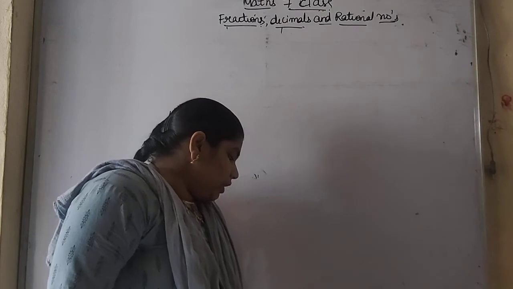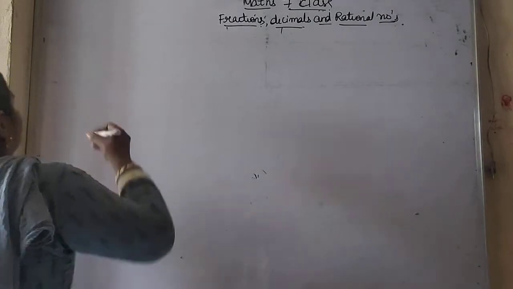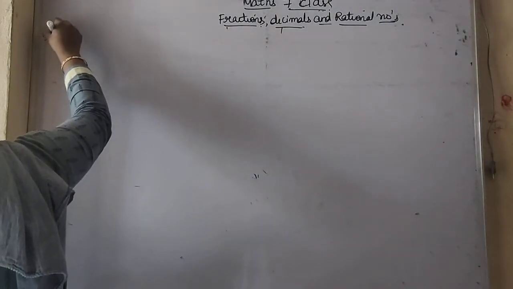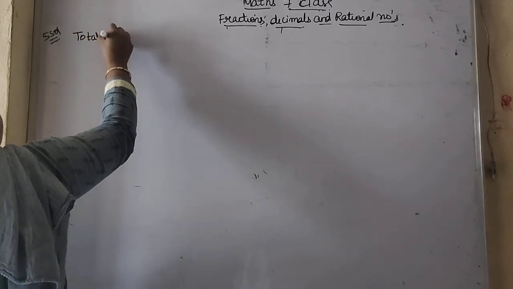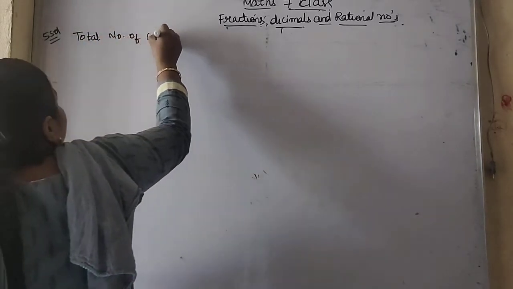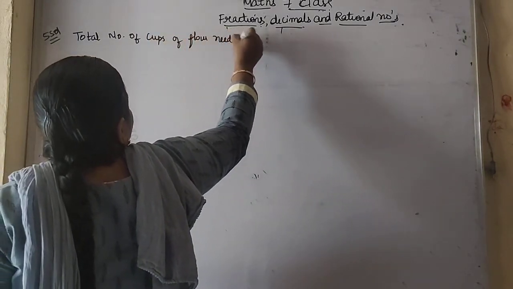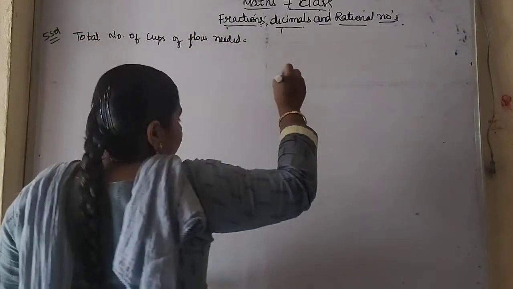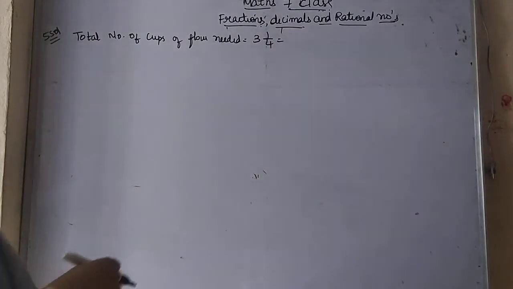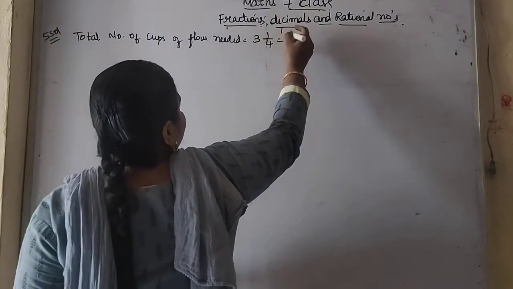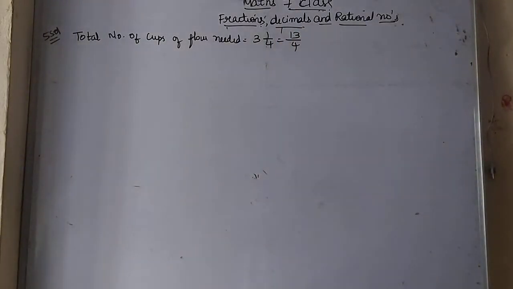So here, total number of cups of flour is how much? A recipe requires 3 1 by 4 cups of flour. So your fifth solution: total number of cups of flour needed is equal to how much? That will be equal to 3 1/4 cups. So this is in the form of a mixed fraction. So convert into an improper fraction. 4 3s are 12. 12 plus 1 is 13. So that will be 13/4 cups we want. That is equal to 13/4.